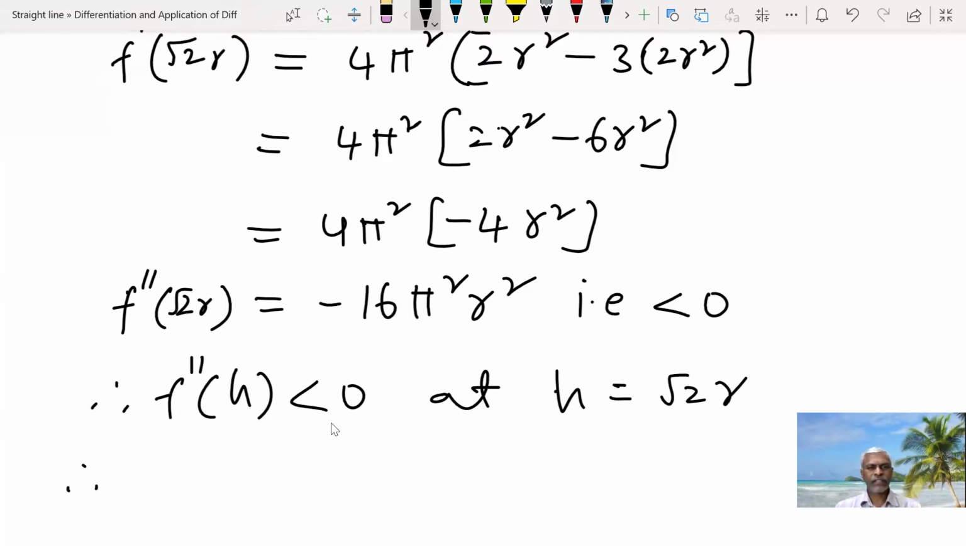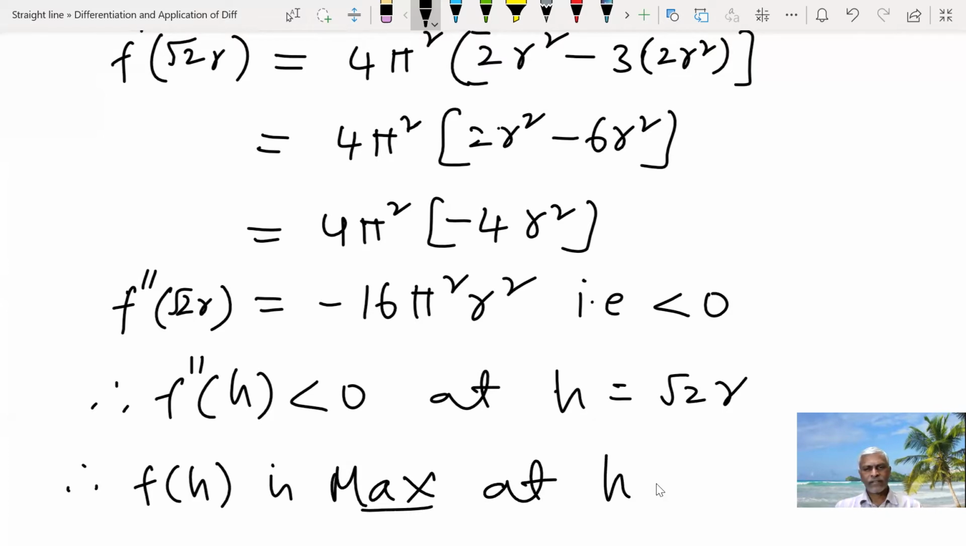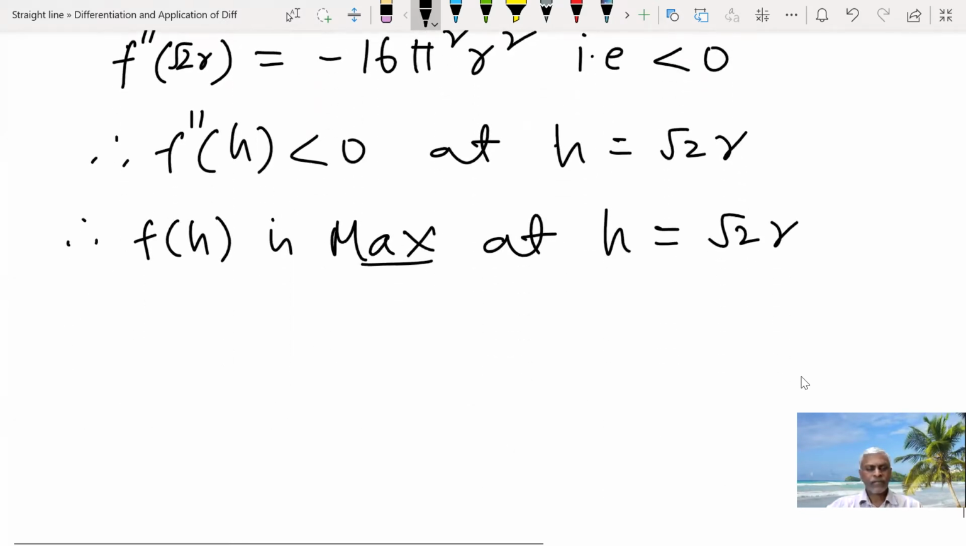Therefore, since it is less than 0, f of h, the function, is maximum at h value root 2 r. So the maximum lateral curved surface area is when the height of the cylinder inscribed in a sphere is root 2 r.